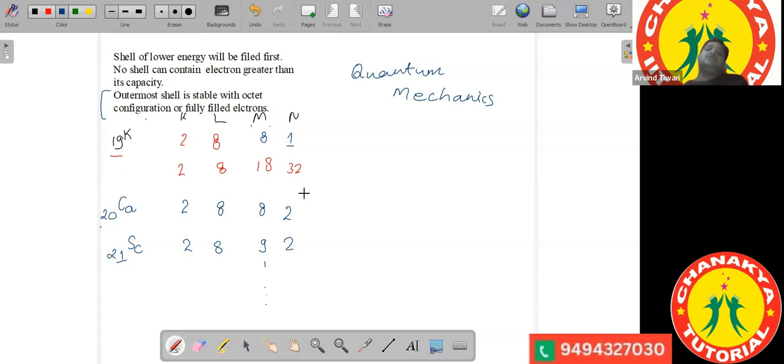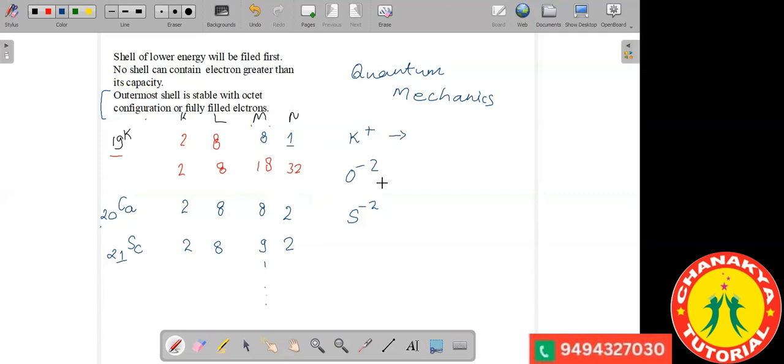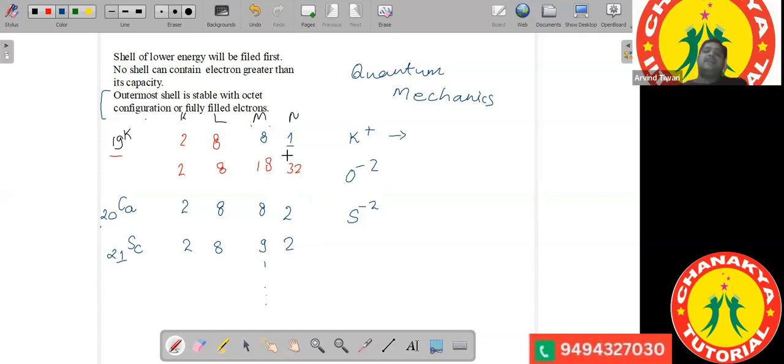Then you shall be able to write down the electronic configuration of ions. For example, I want you to write down the electronic configuration of K plus, O minus 2, and HS minus 2. So can you write down the electronic configuration of K plus? 2, 8, 8. As this electron has been removed, it will only have 18 electrons, which will be 2, 8, 8.